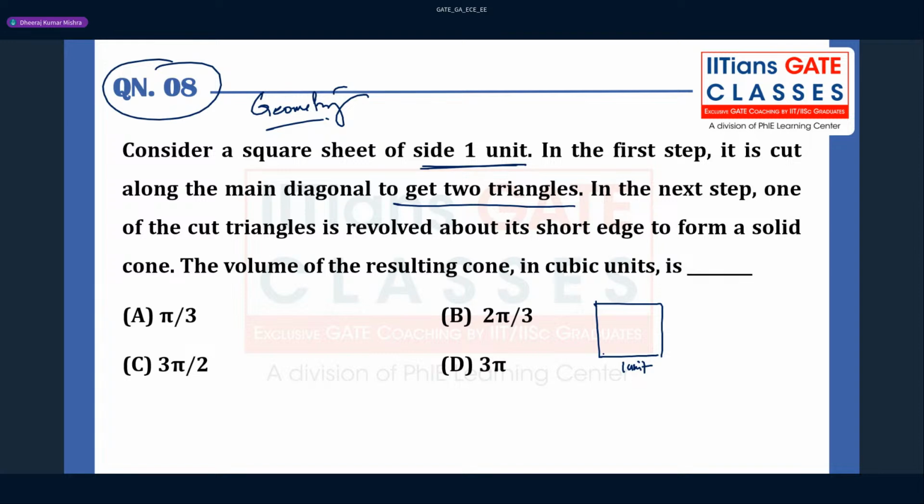If you cut this, suppose this is where you are going to cut, so there are two triangles. You can see there are two triangles. Certainly we are going to get two triangles here, right?